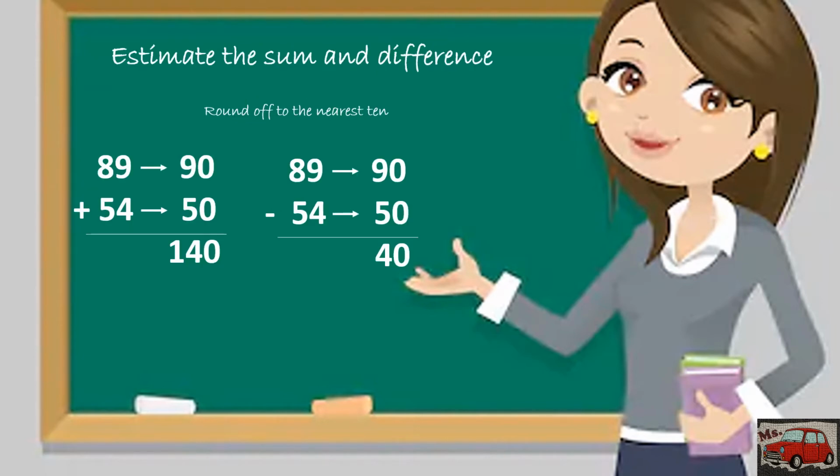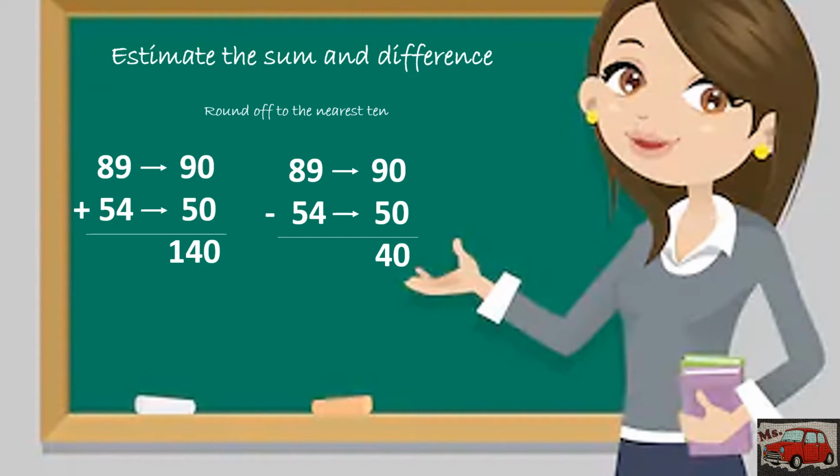Alright, since alam na natin kung paano mag-round off, mas madali na lang mag-estimate ng sum, difference, quotient, at ng product. So in this example, I have here 89 plus 54. So, i-round off natin siya to the nearest 10. So, yung 89 magiging 90. Yung 54 magiging 50. And then, let's add them. So, ang sagot natin is 140.